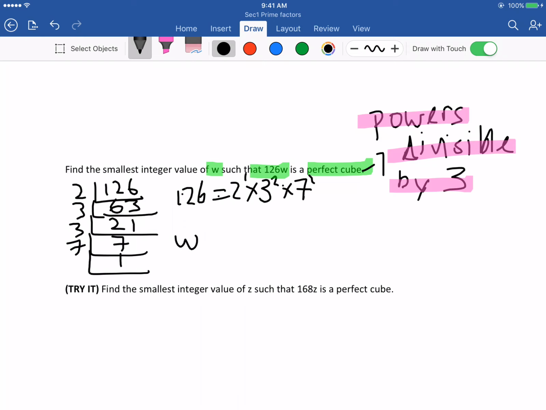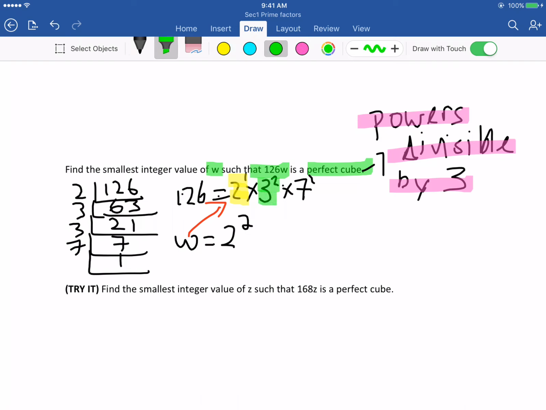So what must w be? Let's look at base 2 first. This is just 2 to the power of 1. Is the power divisible by 3? No. So what must w be, such that we take w times this, we give you a power divisible by 3? w must be 2 to the power of 2. Why? Because 2 to the power of 2 times 2 to the power of 1 will give you 2 to the power of 3.